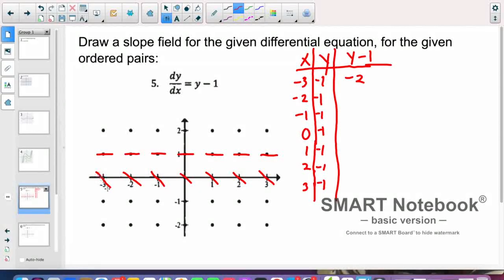Now that's steeper than this one slope. I'm going to make that slope a bit steeper. It's not vertical, but it is more steep than the -1 one was. And if you think about that, all of these are -1s. So every one of these numbers is going to be -2 when I plug in to that differential equation. And if you can find patterns like this as you're drawing your slope fields, it does make it a lot easier.